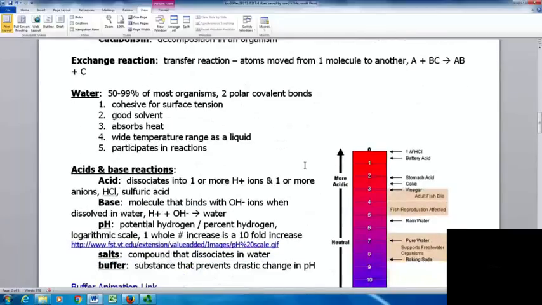Water is important in any living organisms. It makes up 50 to 99% of most organisms. It has two polar covalent bonds. These polar covalent bonds allow it to do hydrogen bonding, and this is going to account for a lot of the properties of water. Water has a cohesive surface tension. It's a good solvent. It absorbs heat. It has a wide temperature range as a liquid, and it also participates in reactions.